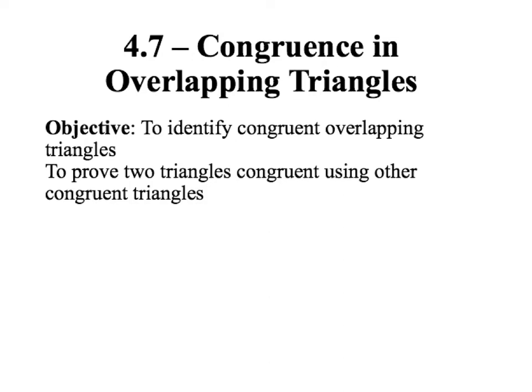Our last section for chapter 4, and then the proofs will start to dwindle. So we're talking about congruency and overlapping triangles. So far we have talked about when two triangles share a side. So basically if I draw out two triangles and they have one overlapping side. Today we're talking about when two triangles overlap and they share more than a common side.